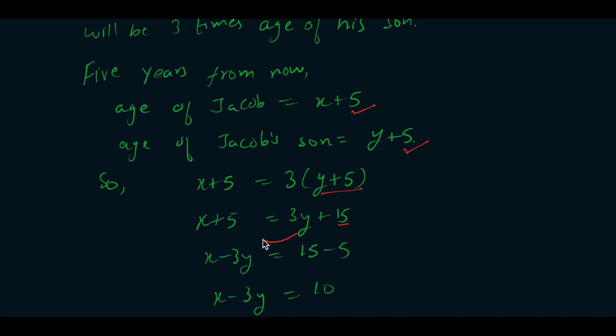Now this 3y can go on the left hand side and 5 can go on the right hand side. So our equation becomes x minus 3y equals 15 minus 5. So x minus 3y is equal to 10. So this is our first equation.